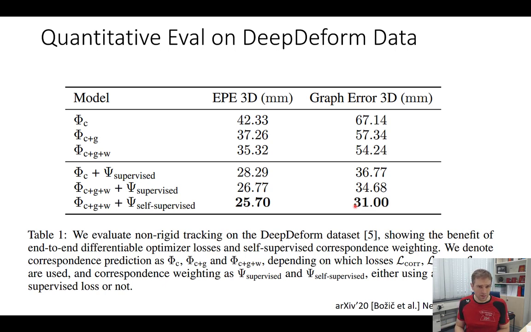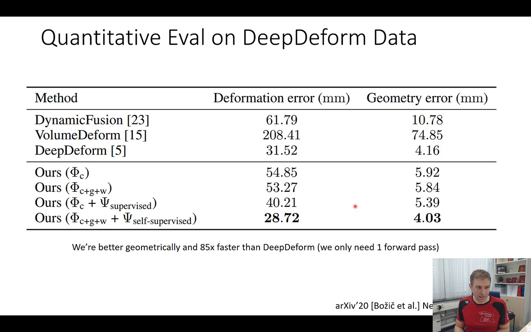We also compare directly against the baseline methods. So here we have DynamicFusion, VolumeDeform, and DeepDeform. DeepDeform was the previous paper we had. We have to be very careful now to put these numbers into context. The main problem here, so of course we're better than DynamicFusion, we're better than VolumeDeform by quite a margin actually. For DeepDeform, we're only a little bit better, but this one has to be very carefully considered, what the differences are.